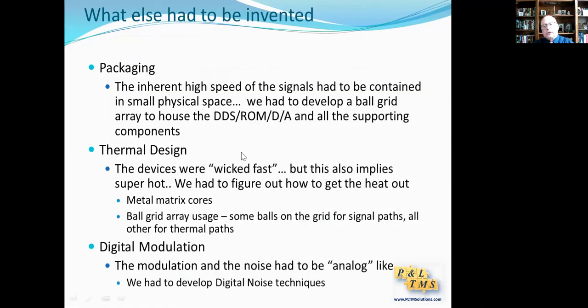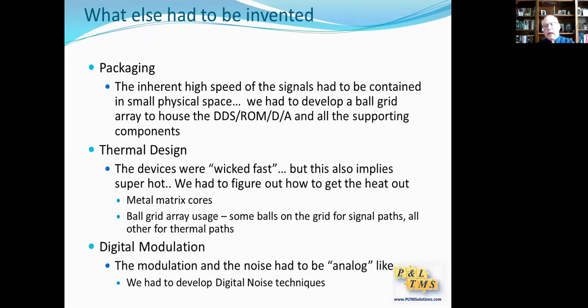Now, so here we go. We came up with a really smart way of doing it. But as everybody knows, high-speed digits is super fast, and super fast digits are super hot, right? So along with the inherent high speed of the signals that had to be contained in a small space, we had to develop the way of cooling them. So we went into, at that time, again, big deal, ball grid arrays, and all sorts of thermal design associated with our devices. So we had to look at metal matrix core. We used the ball grid array both for thermal and for signals. We ended up using diamond balls in some cases to pull the heat quickly.